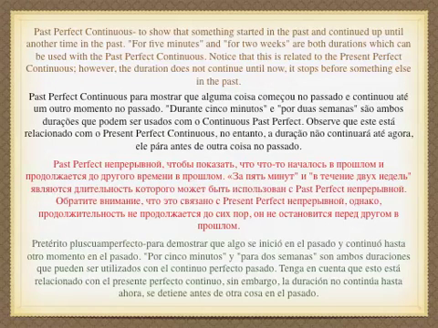Past perfect continuous. To show that something started in the past and continued up until another time in the past. For 5 minutes and for 2 weeks are both durations which can be used with past perfect continuous. Notice that this is related to the present perfect continuous. However, the duration does not continue until now. It stopped before something else in the past.